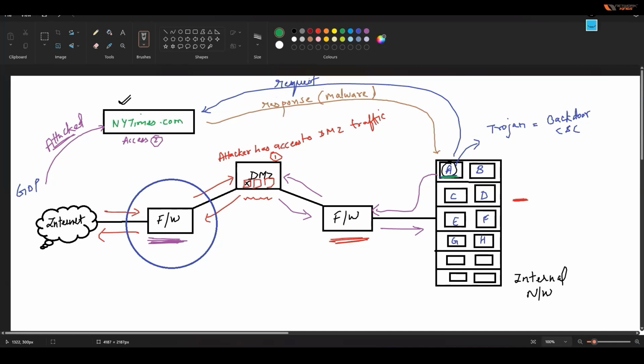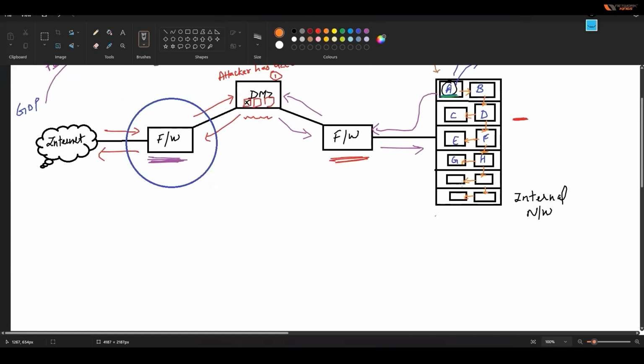From this system, I studied the internal network and then I started my lateral movement. So from A to B, from B to this network, from D to this network, like this. Very slowly, I started to compromise the internal network. So till now, I have access to your internal network. So you can say now this is a compromised network. Now, on this network, there are terabytes of information.